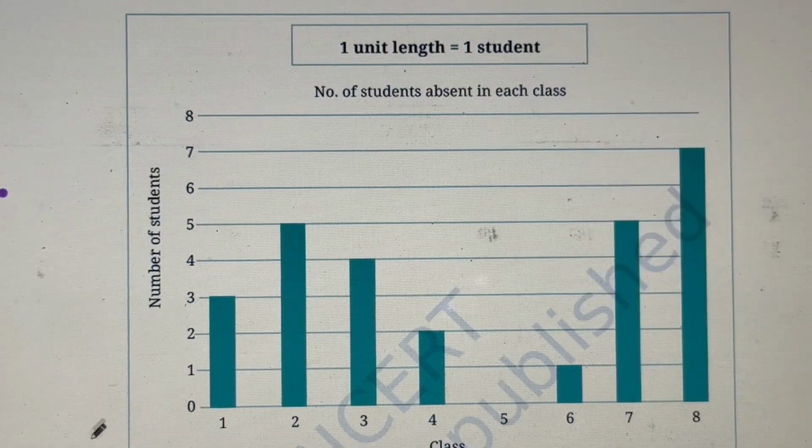And the vertical one is known as the y-axis. What is it known as? Y-axis. Clear? Now let us go ahead.